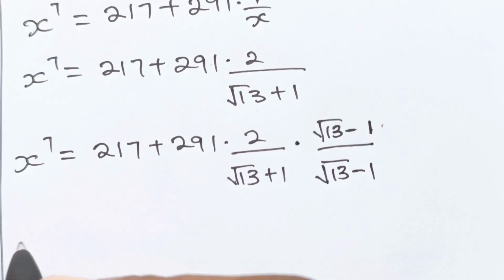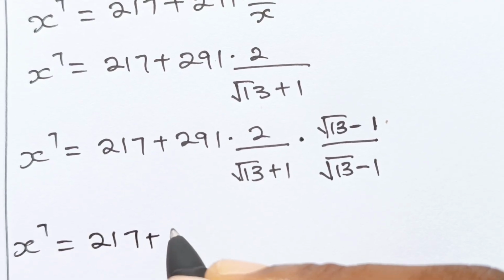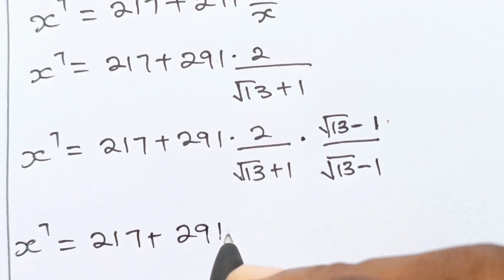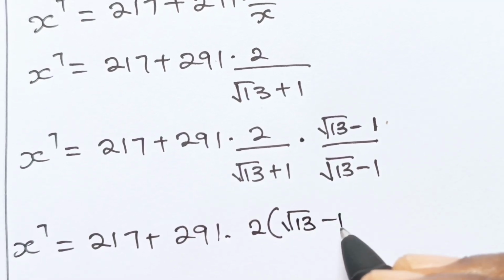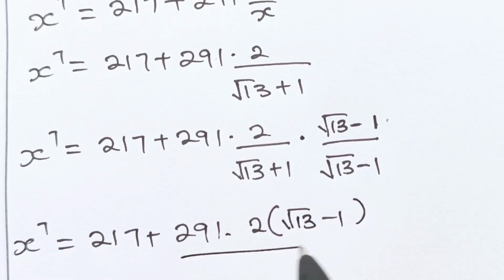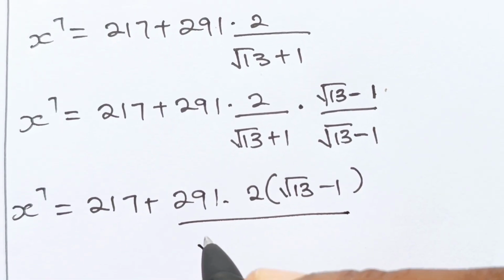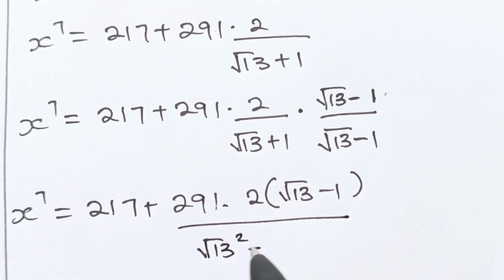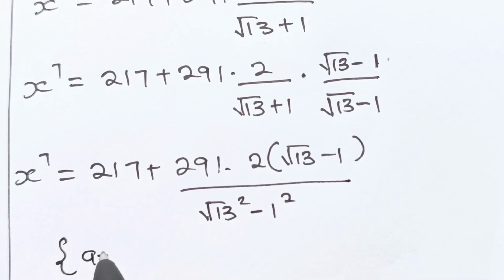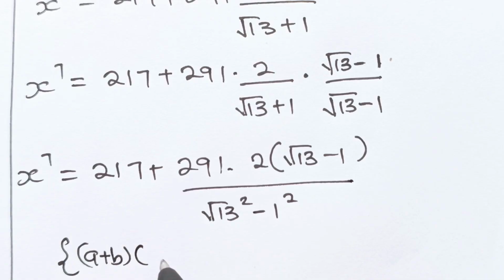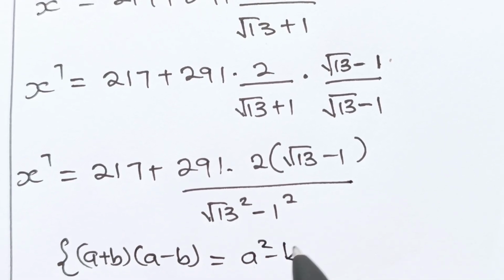All right, so now we have x to the power of 7 is 217 plus 291 multiplied by 2 brackets root 13 minus 1, divided by root 13 squared minus 1 squared. Yes, that is because a plus b multiplied by a minus b is equal to a squared minus b squared.